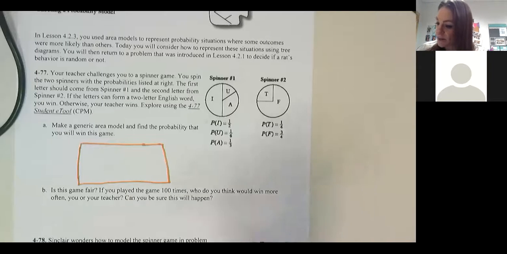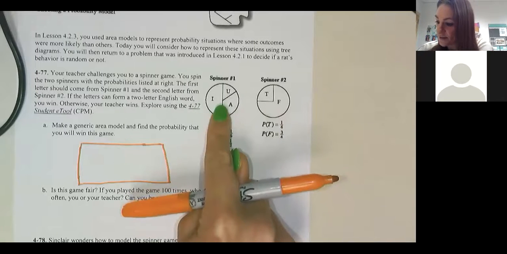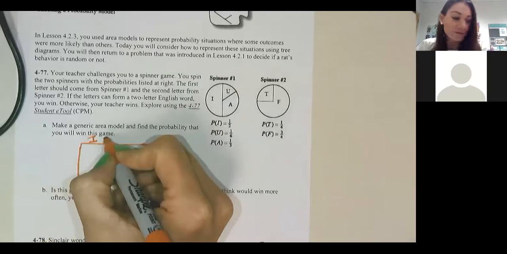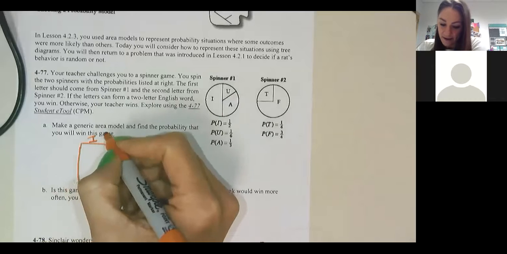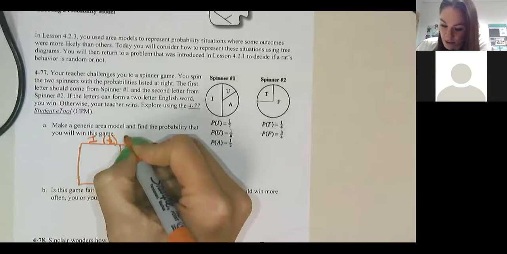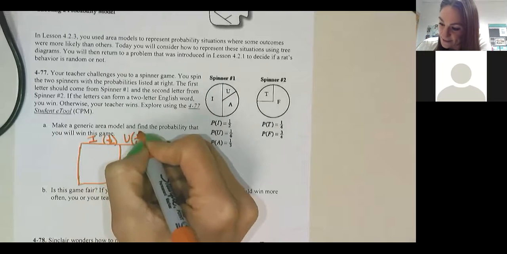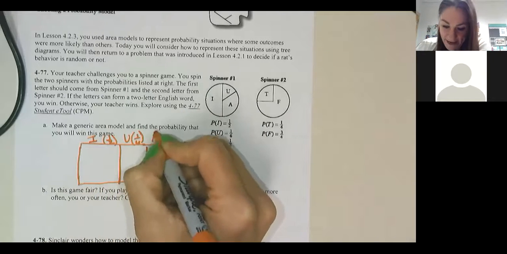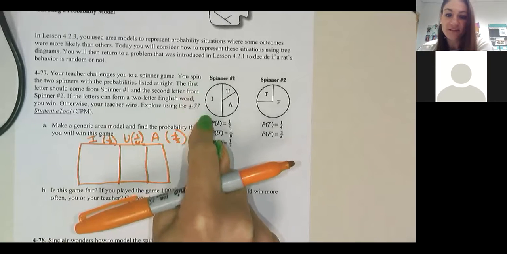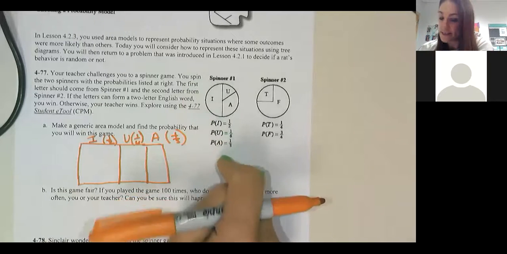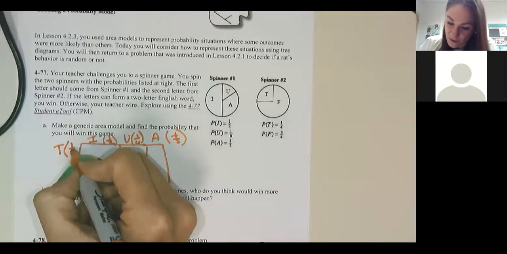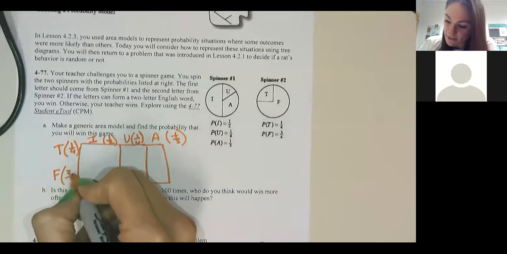All right, for this first problem, we're spinning two spinners. So it's asking us to find the generic area model. When we first spin the spinner, we could get an I, which is 1/2, a U, which is 1/6, or an A, which is 1/3. So I listed all the possible outcomes on the first spinner, including their probabilities. And then for the second spinner, it's either T, which is 1/4, or F, which is 3/4.